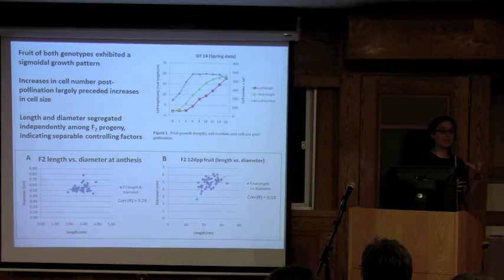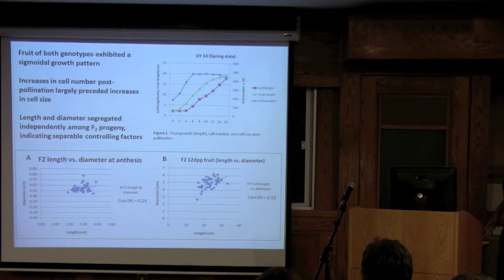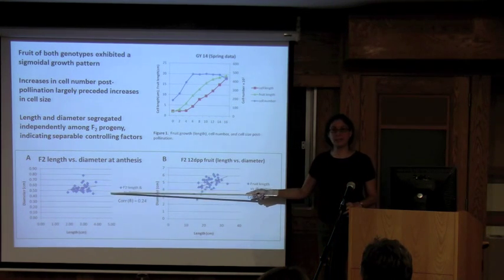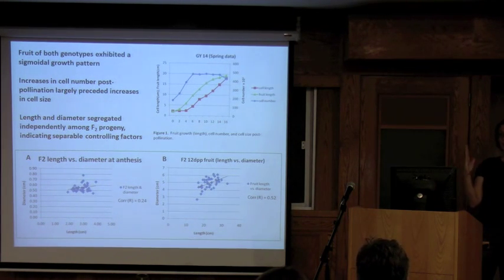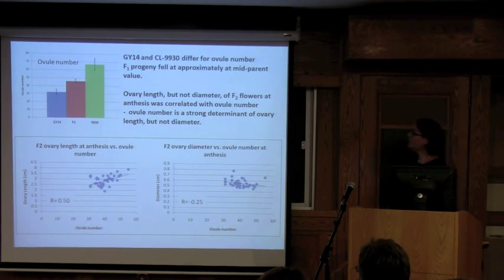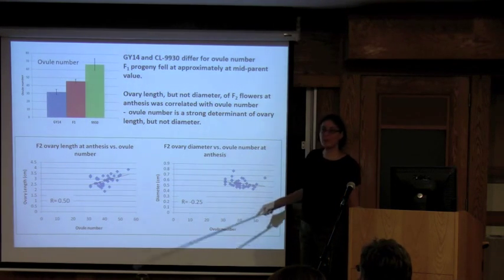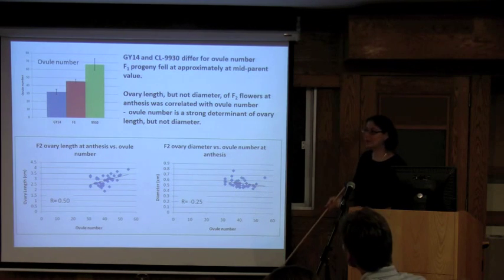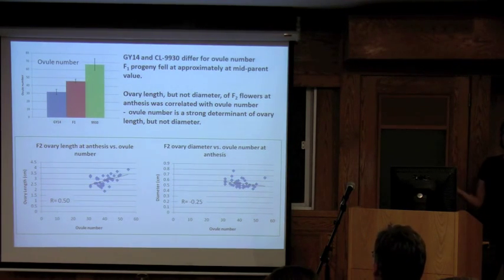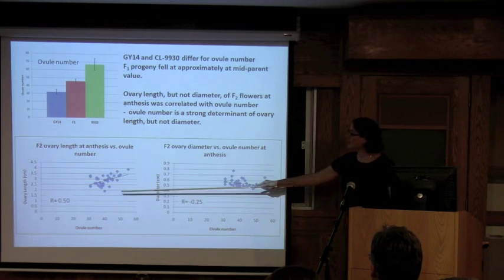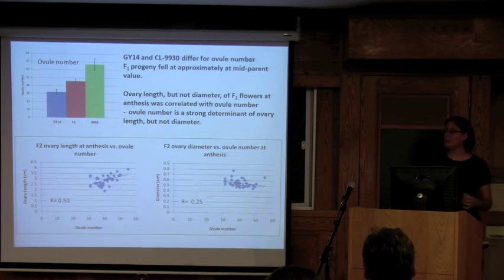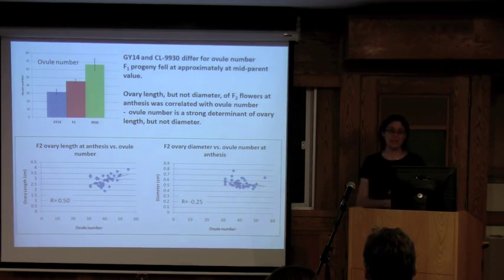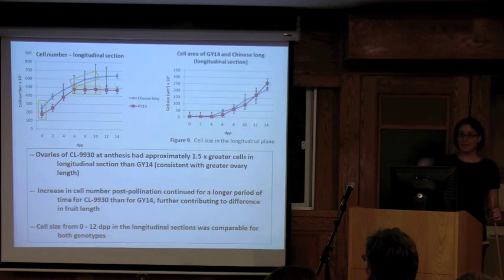If we look at length and diameter in comparison to each other among segregating F2 progeny, we see that they are not correlated, indicating that the factors driving increase in fruit length are separable from those driving fruit diameter. There was also a difference in ovule number, with the Chinese long having approximately twice as many as the pickling type, and F1 falling almost exactly in between. If we look for a correlation between ovule number and fruit length, we see that it is correlated, but there's no correlation with fruit diameter, indicating that ovule number is a strong determinant of ovary length, but not diameter.